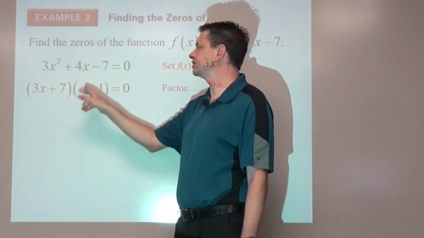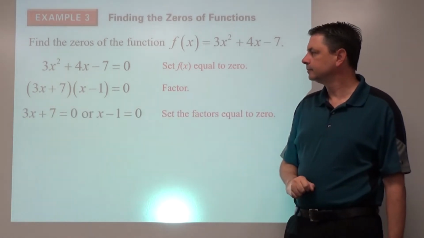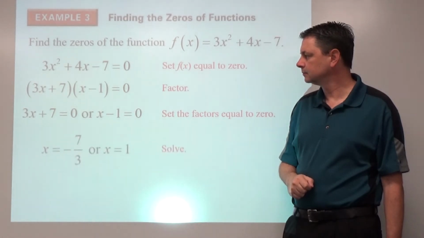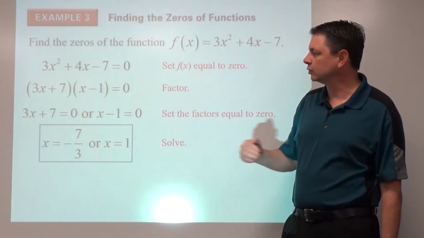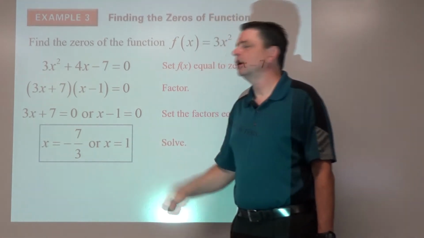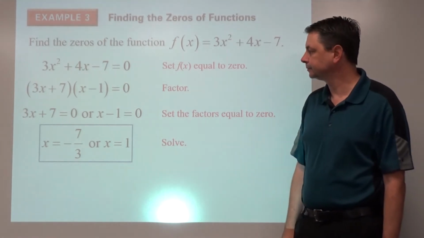3x plus 7 equals 0. X minus 1 equals 0. Solve for x, with x equals negative 7/3 or x equals positive 1. Those are the zeros of the function.